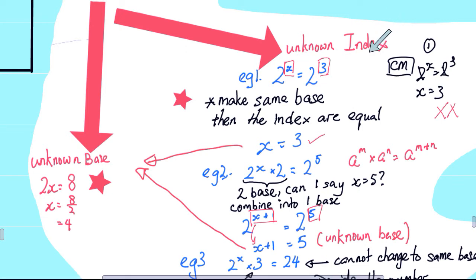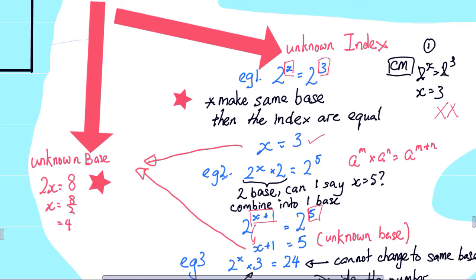We say that we want to make the base the same, and then we say that the indices are equal. So in this case, x is equal to 3 because the base 2 is equal to 2. So we can write the next step, x is equals to 3.